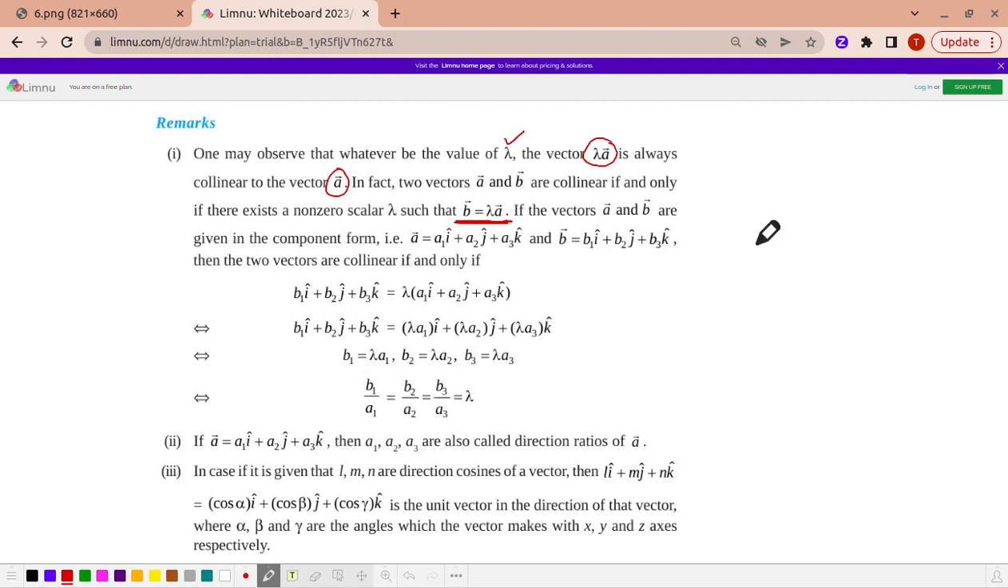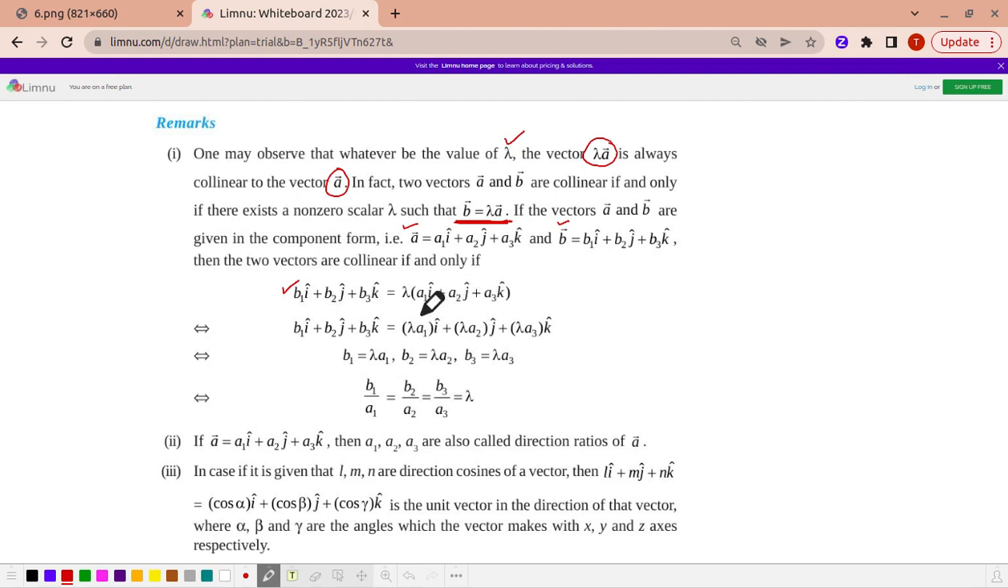If the vectors A and B are given in the component form, that is A equal to A1 i cap plus A2 j cap plus A3 k cap, that is the component form expression of the vector A, and the same for the vector B equal to B1 i cap plus B2 j cap plus B3 k cap. And if these two vectors A and B are collinear, then what we have just observed, B equal to lambda A, so that means B1 i cap plus B2 j cap plus B3 k cap is equal to lambda into A1 i cap plus A2 j cap plus A3 k cap.